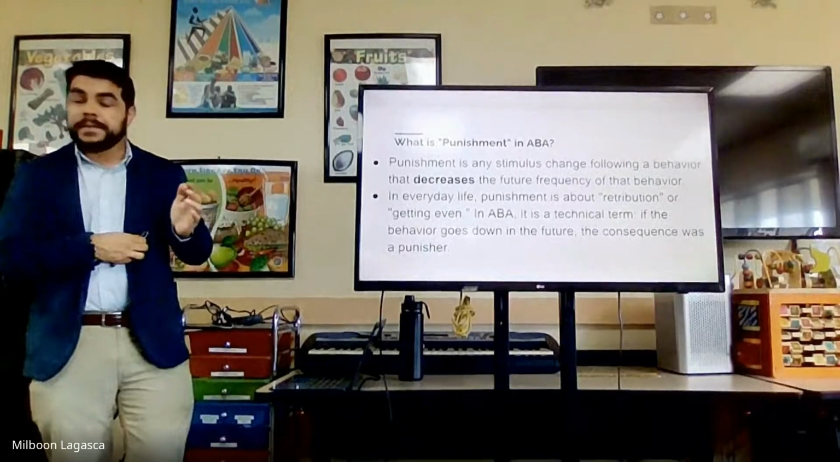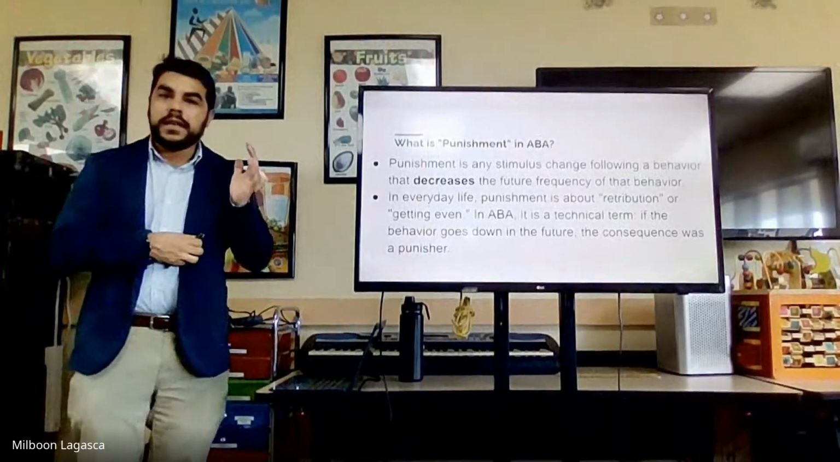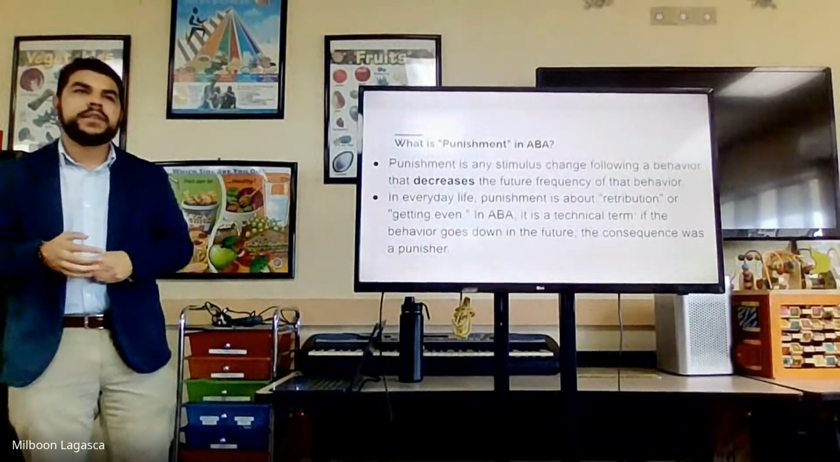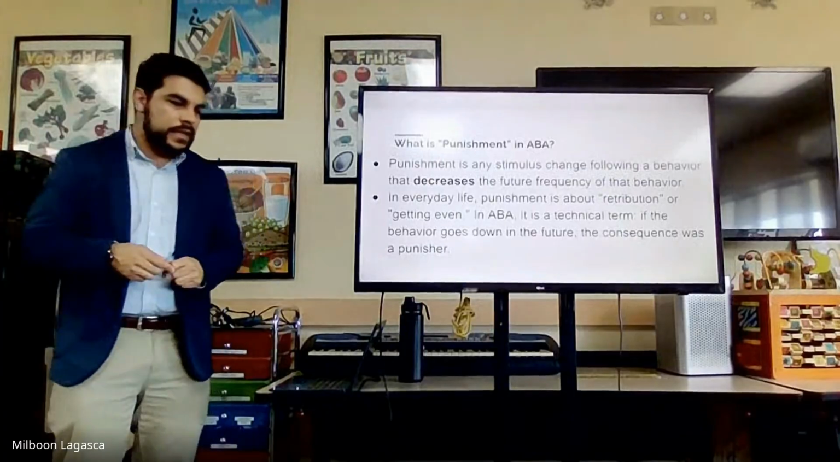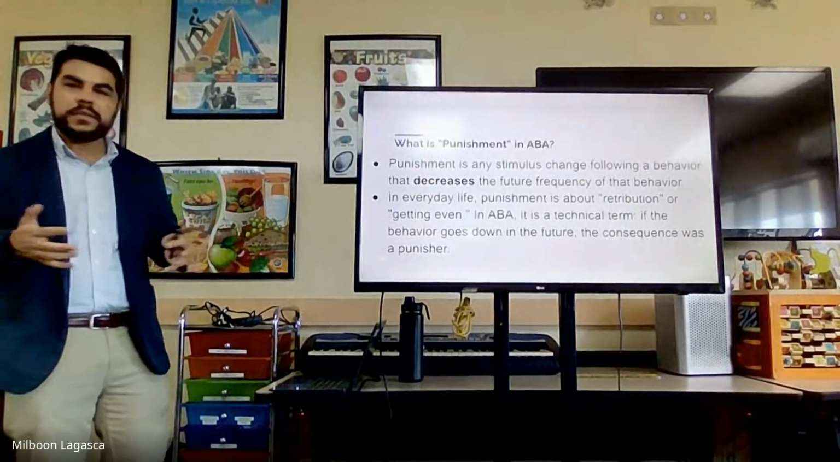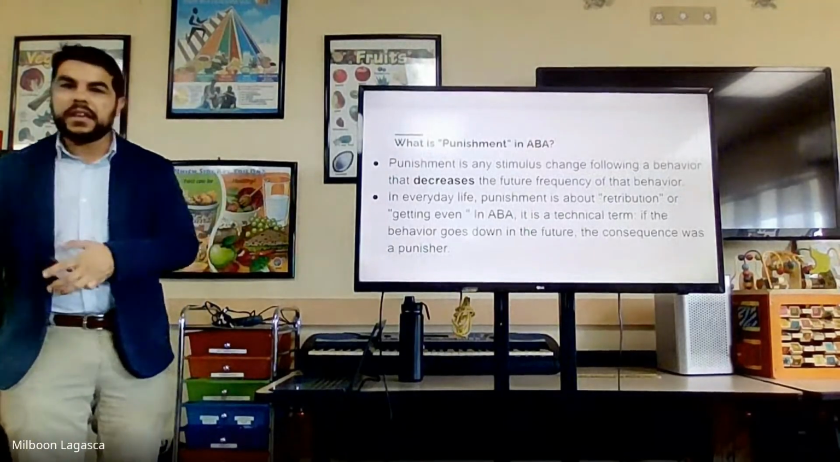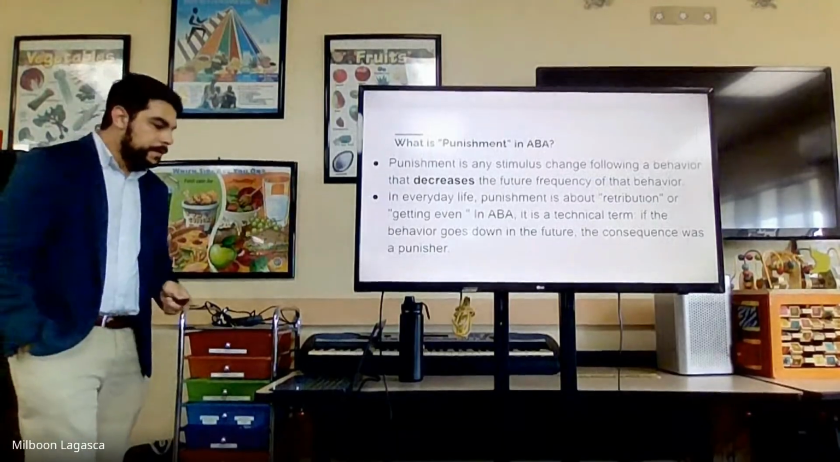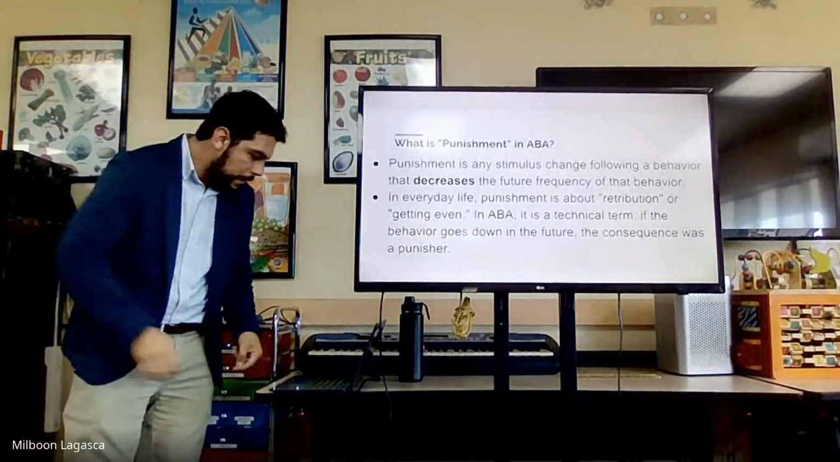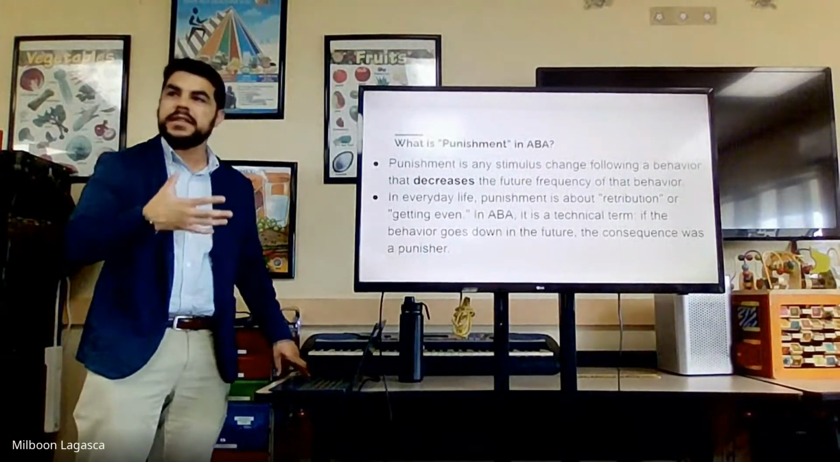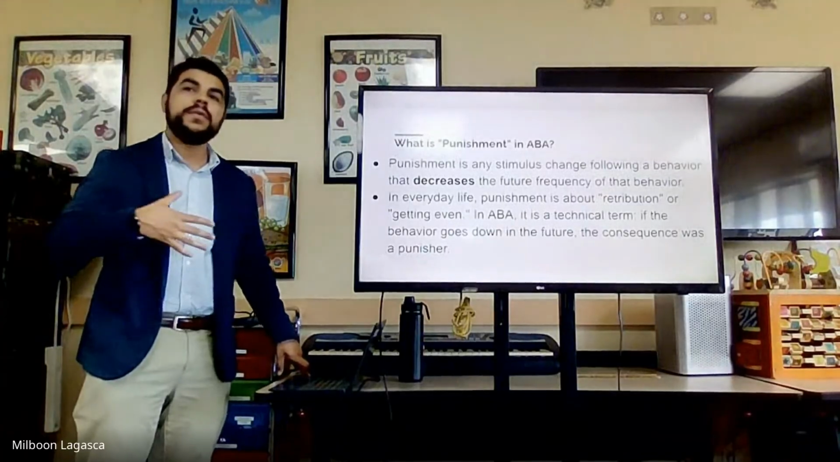Whenever we talk about punishment, it's about decreasing the future occurrence of behavior. It's not about getting back at somebody. It's not about hurting them just for the sake of hurting them. No, it's solely about decreasing behavior. So if behavior goes down, we would say that the stimulus that did that is in effect a punisher.